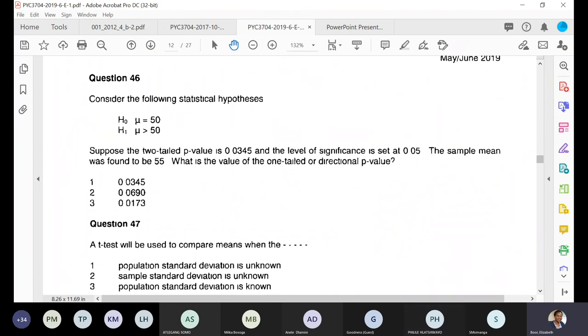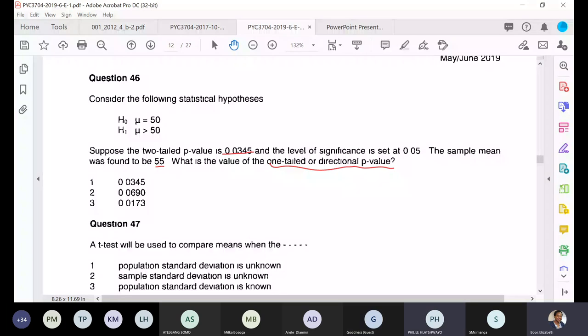Okay. So, 46, consider the following statistical hypothesis: mean of 50, alternative, mean is greater than 50. Suppose that the two-tail p-value is given as 0.045, and the level of significance is 0.05. The sample mean is found to be 55. What is the value of a one-tail directional p-value?